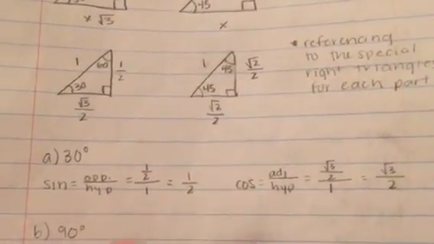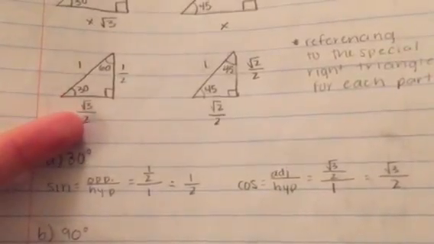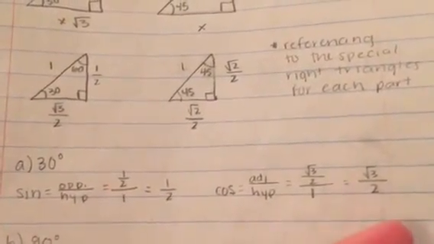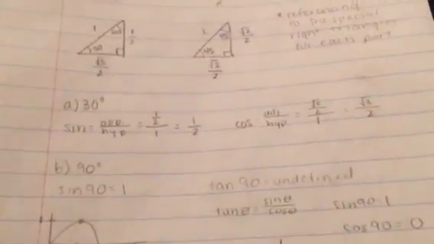For cosine, you would just do adjacent over hypotenuse. So you look at 30, the adjacent leg is radical 3 over 2 over 1, which is the hypotenuse, and you get radical 3 over 2. And both of these will be positive since they're in the first quadrant.